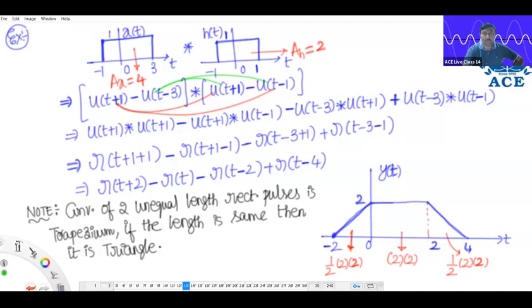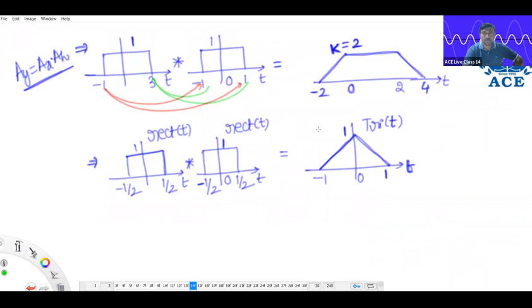Okay, moving to next slide. Unequal length rectangular pulses means trapezium. Equal length is a triangle.